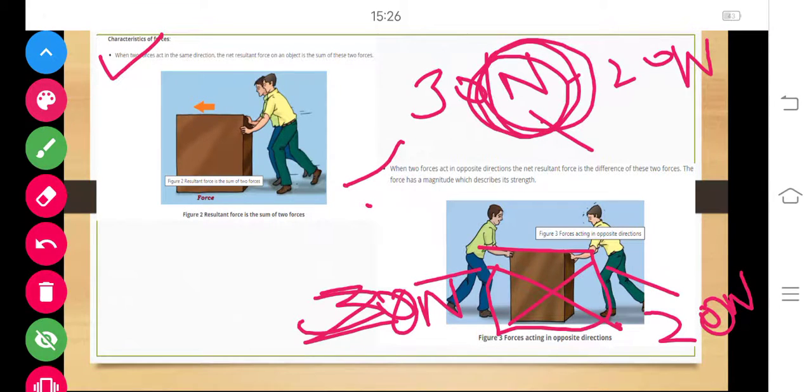Newton. N means Newton, and it is the unit for force, or we can say magnitude. Force is nothing but weight. Okay, I hope you are clear till here.